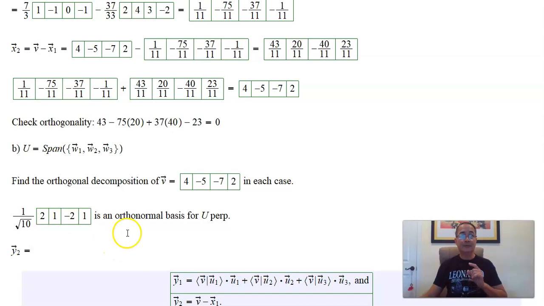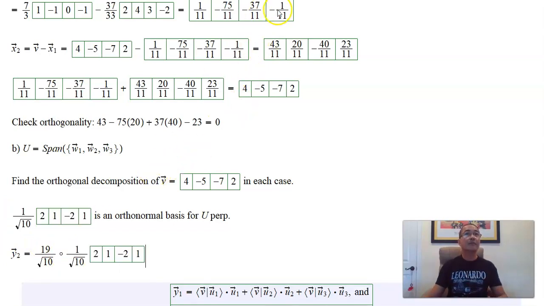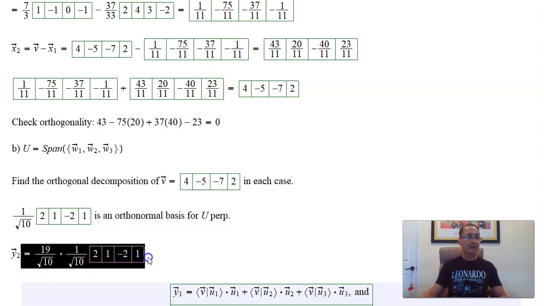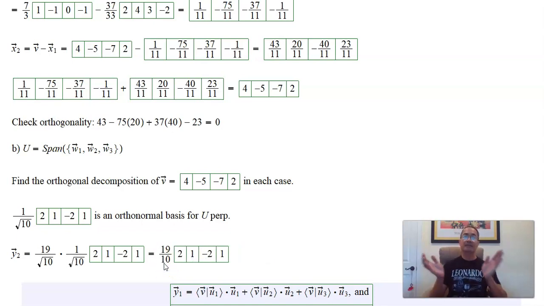Same formula. Take the dot product of these two vectors. 8 minus 5 is 3, plus 14 is 17, plus 2, 19. So that is 19 over square root of 10 times this vector. Whoops, wrong times. That should be that times. Okay, there you go. Of course, that melts the square root of 10. So that should be our y2.